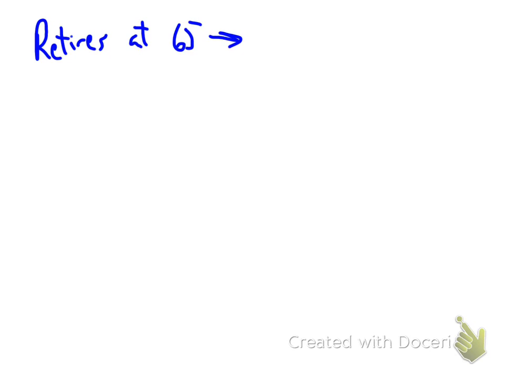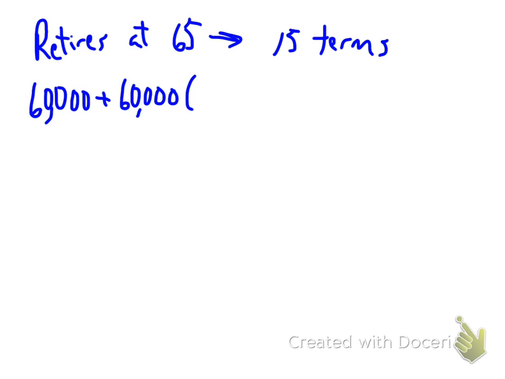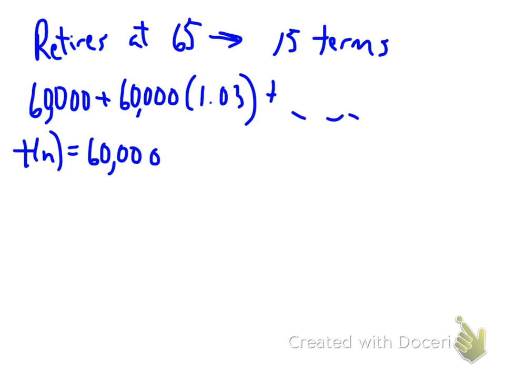That is now less terms. He's going to only have 15 terms, because 65 to 80 is only going to be 15 years. But now he starts off at 60,000. And then plus 60,000 times 1.03. Plus, and so on and so forth, just like the last problem. So the T of N equation for this one now is going to be 60,000 times 1.03 to the n minus 1.